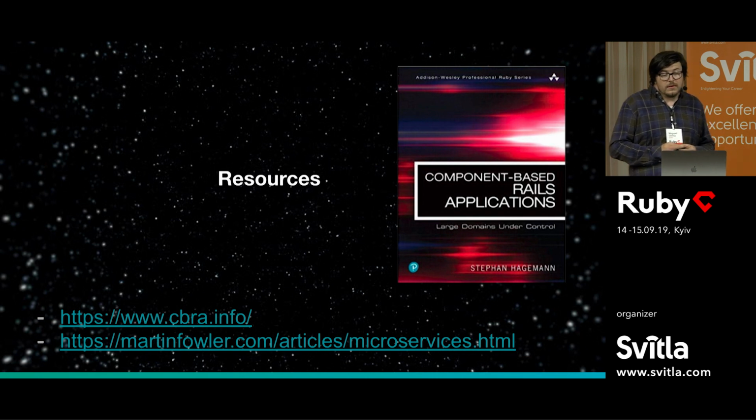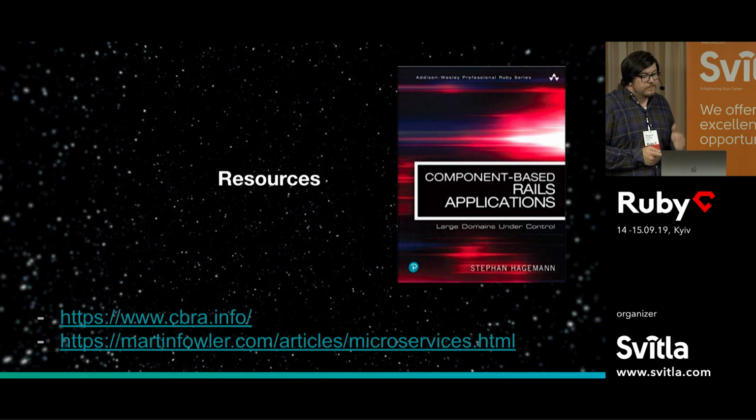And if you are interested in the microservice pattern, Martin Fowler's article that's linked over there is a good place to start. If you want to see some practical step-by-step examples, there are a few Rails and Ruby applications that have more than 300,000 lines of code, and they follow some of the patterns recommended here.